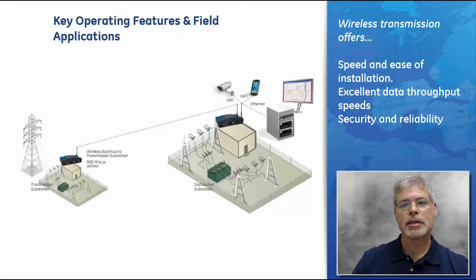It might also contain status information for a control or a switch. Essentially, any data carried over a wired network could be carried over the Orbit, including video surveillance data. The use of wireless carries many benefits, among them user control over the medium, speed and ease of installation, excellent throughput speeds, and security and reliability.